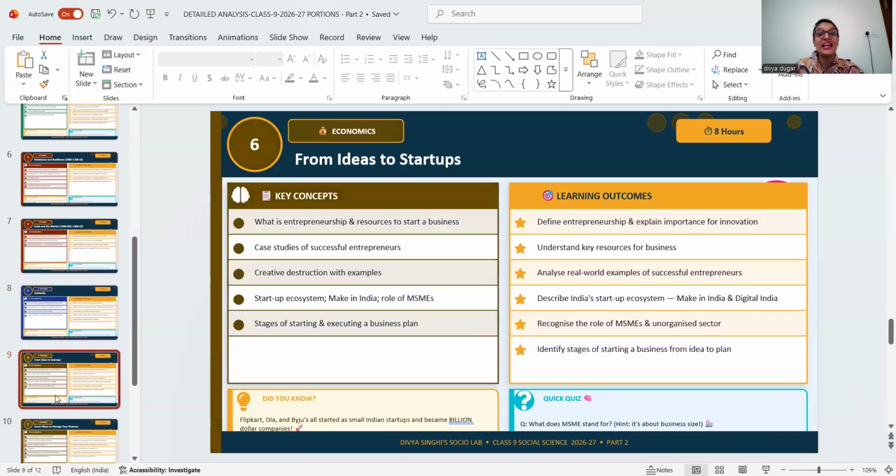Now, children, the next topic is coming from economics, from the idea of startups. Children, nowadays you might have seen so many startups coming. When any person starts a startup, what is in their mind? Like the stages of starting and executing a business plan. Children, when we are starting something, definitely it takes a lot of effort. How are we going to start? We have to make a proper plan. Startups and new businesses are always started with some plan. And how does a person become an entrepreneur? This is what we are going to study in this chapter. Again, students, as I said, this time the class 9 books are more based on real life analysis. So again this is one example.